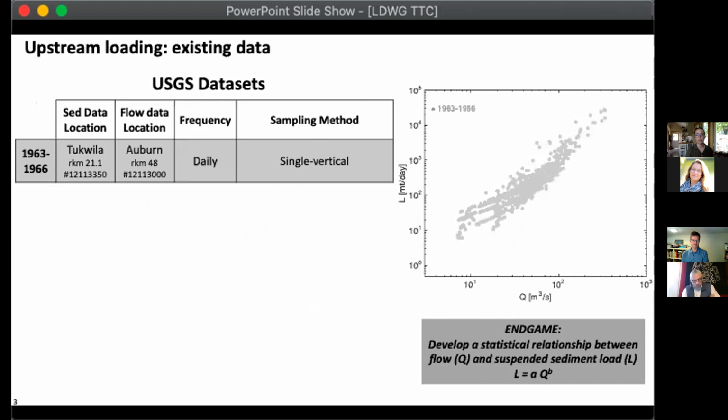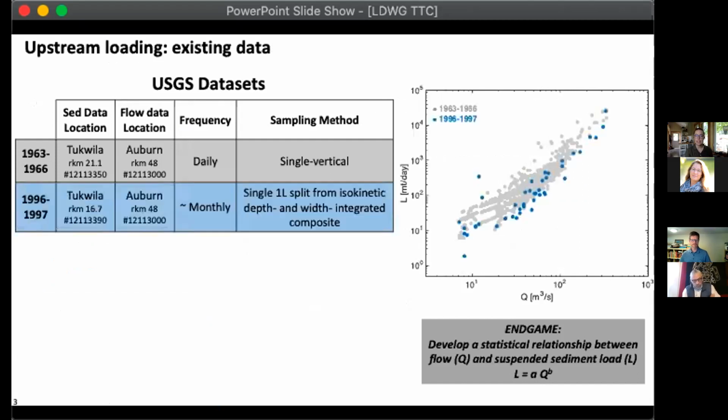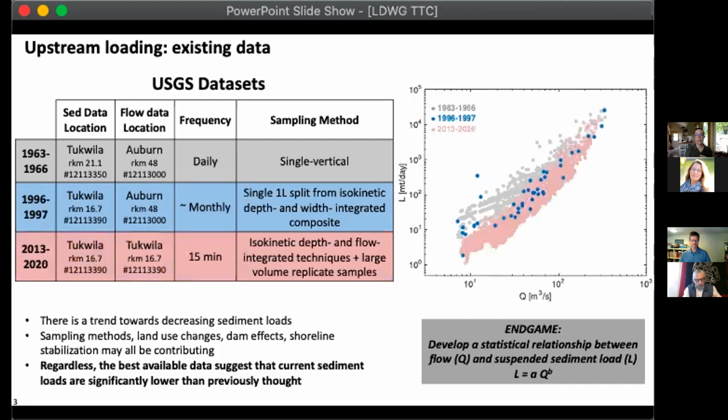The second effort was from 1996 to 1997, also at Tukwila, but a little bit further seaward. Sampling for that effort was roughly monthly, but sometimes more frequent if there was a storm that they were trying to capture. The sampling method used in the 90s was an isokinetic measurement that was both depth and width integrated. Finally, the USGS did some more recent sampling beginning in 2013 that I believe is still ongoing.